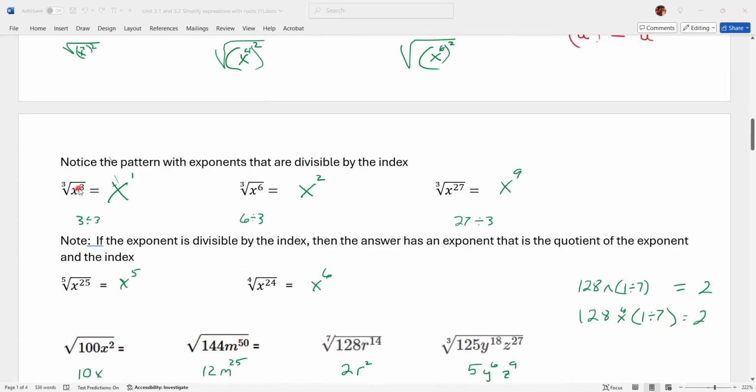And just real quickly, 3 divided by 3 is 1. Well, x to the first is just x. 6 divided by 3 is 2. 27 divided by 3 is 9. You get the idea. 25 divided by 5 gives me an exponent of 5. 24 divided by 4 gives me an exponent of 6.